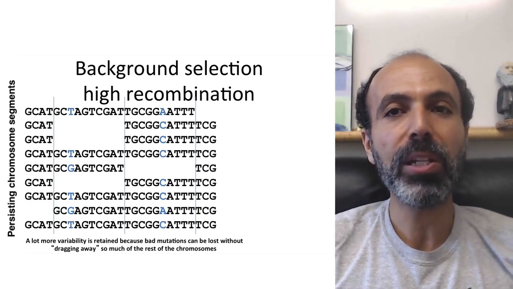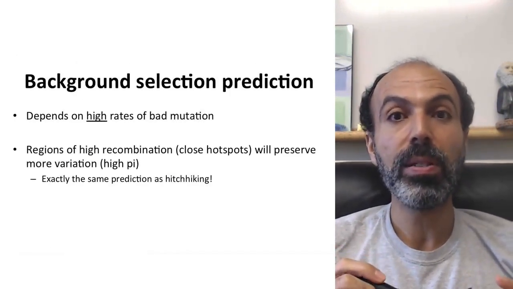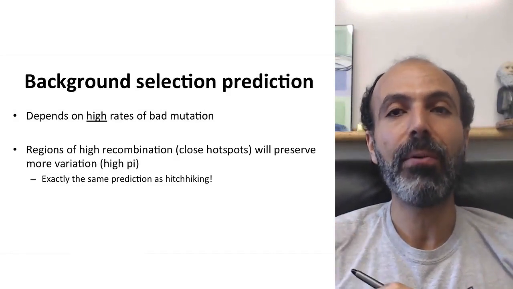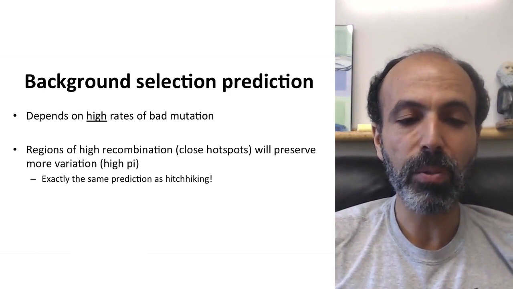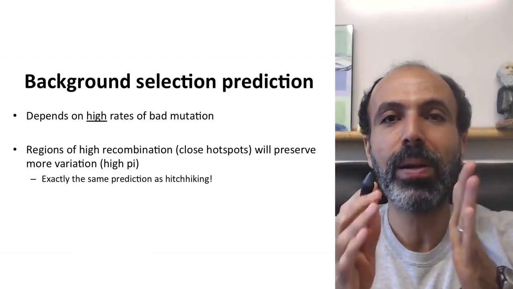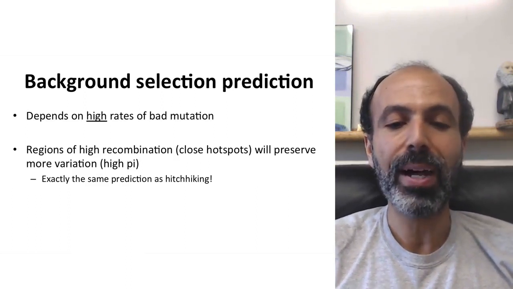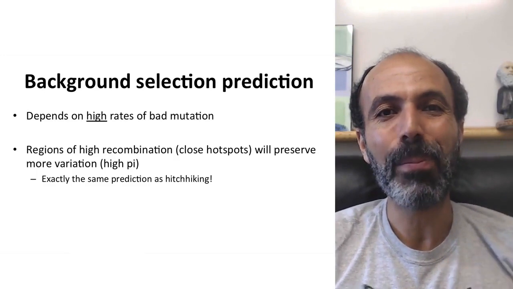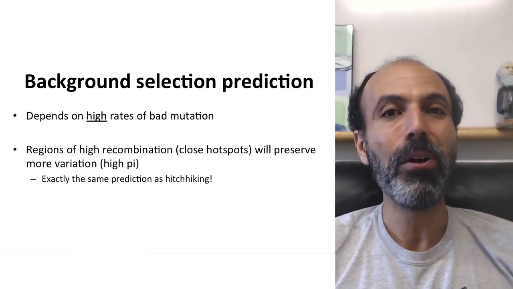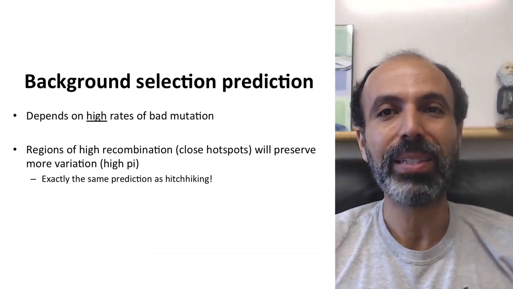So what is the prediction of background selection? Well, background selection assumes, and depends upon, having very high rates of bad mutation. We know that's true. What it predicts is that regions of high recombination, where you have hotspots that are close together or numerous hotspots, will preserve more variation, high pi. So we expect high recombination to have high pi, or low recombination to have low pi. That's exactly the same prediction as what we saw with selective sweeps and hitchhiking.